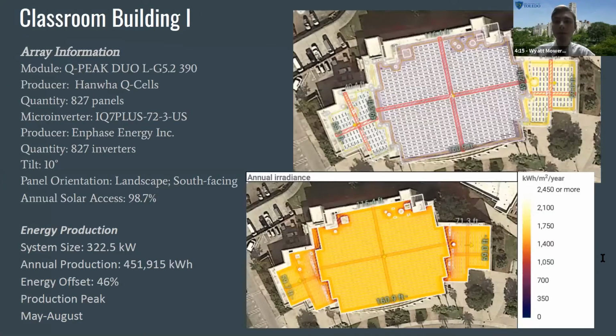Our first rooftop array was designed for classroom building 1 and consists of 827 panels, making up 46% of the energy offset for that building, producing roughly 452,000 kilowatt hours. It has the highest annual solar access of all the rooftop arrays at 98.7%. It is important to note that for all the arrays being displayed today, the tilt and panel orientation was optimized to allow for the most solar access. All panels will be installed facing true south and will be in landscape position.